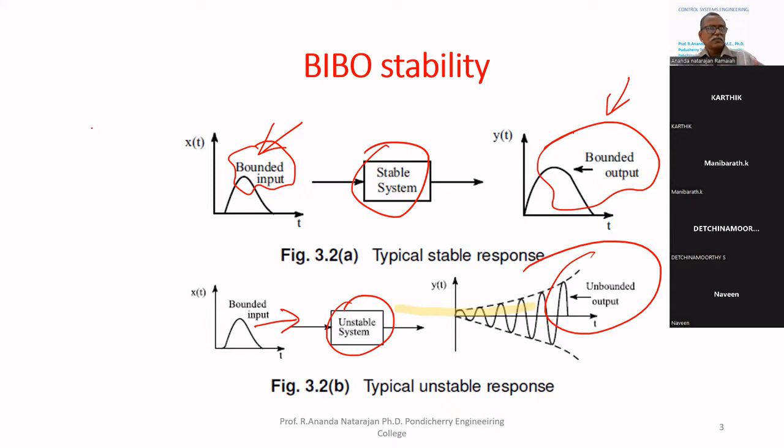For an engineer, what is bounded input? I'm not talking about the signal. For a mathematician, if it is less than infinity, then it is called bounded. But for an engineer, all measurable inputs are bounded inputs. If it is infinity, we cannot measure. If the output is also measurable, then it is bounded output. For a bounded input, if the output is also bounded, it is a stable system. If the system gives unbounded output, it is an unstable system.